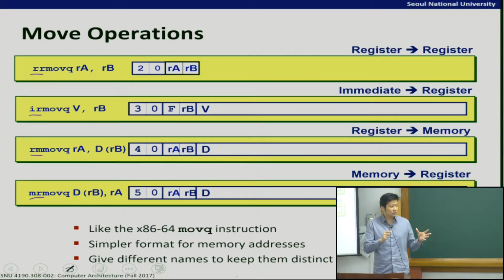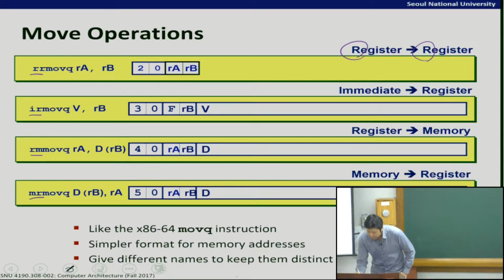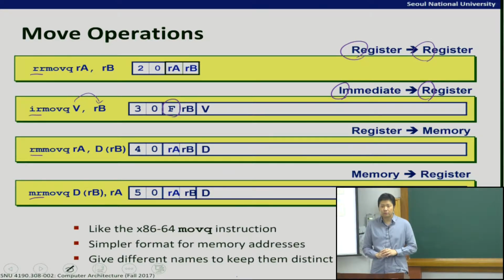In a move instruction, we copy the value from the source to the destination. The rr move is a register to register move. In this case, we copy the value of register A to register B. The second one is the ir move, an immediate to register move. We copy a constant, an immediate value, to register B in this case. This is an example of using no register.